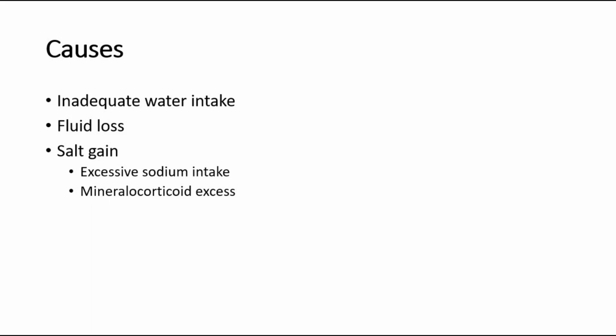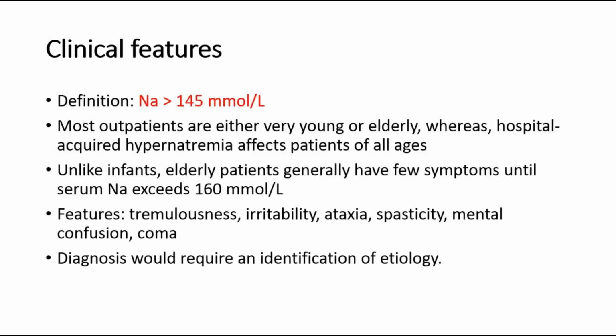The third cause is salt gain. It can be either excessive sodium intake, or due to mineralocorticoid excess, in hyperaldosteronism or Cushing's syndrome. Clinical features of hypernatremia. Hypernatremia is defined as a sodium level more than 145 millimole per liter. Normal value is 135 to 145.